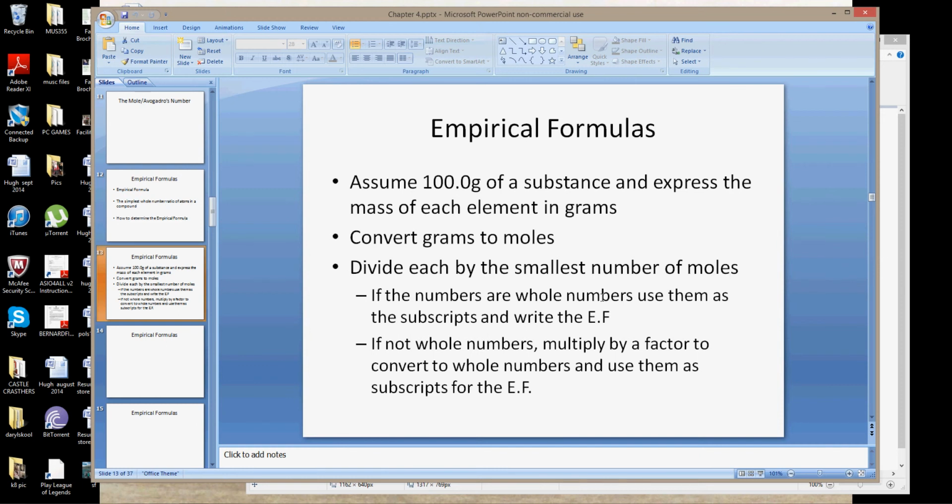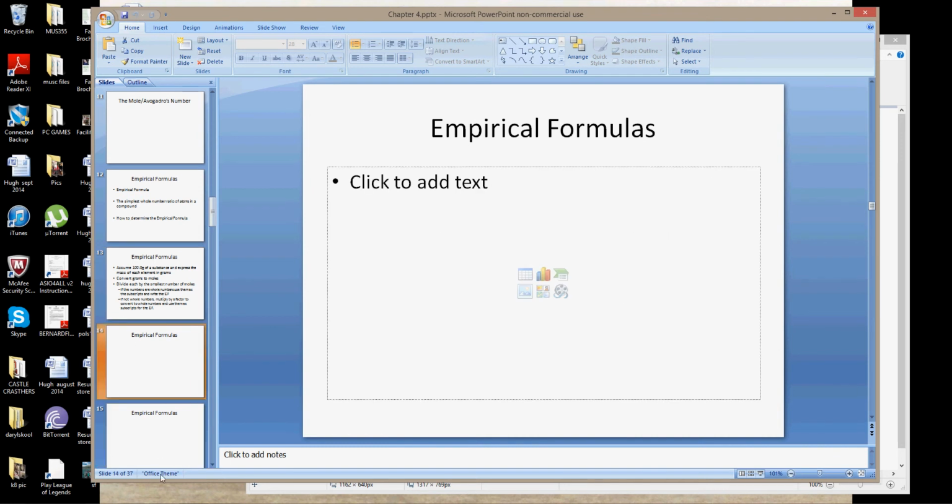If the numbers are whole numbers, use them as the new subscripts and write the empirical formula. If they're not whole numbers, multiply them by a factor to make them whole numbers, and then use them as the subscripts in the empirical formula. You'll see it right now.